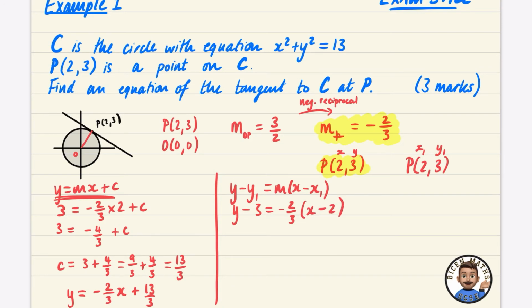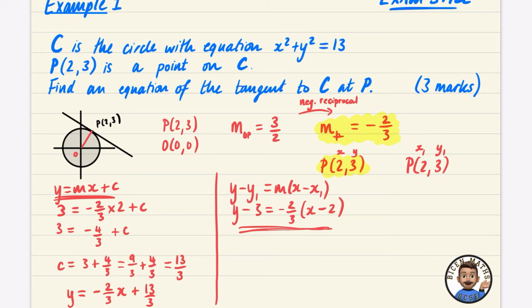minus 2. Now technically, this thing that I've written here is the answer to the question. It says find an equation of the tangent. Yeah, it doesn't look like the traditional y equals, but it hasn't asked for it to look like that. So if you wrote this down, I guarantee you would still get the 3 marks in this question. You don't need to manipulate it any further unless it says write your answer in the form y equals mx plus c. So this means we actually can stop here.